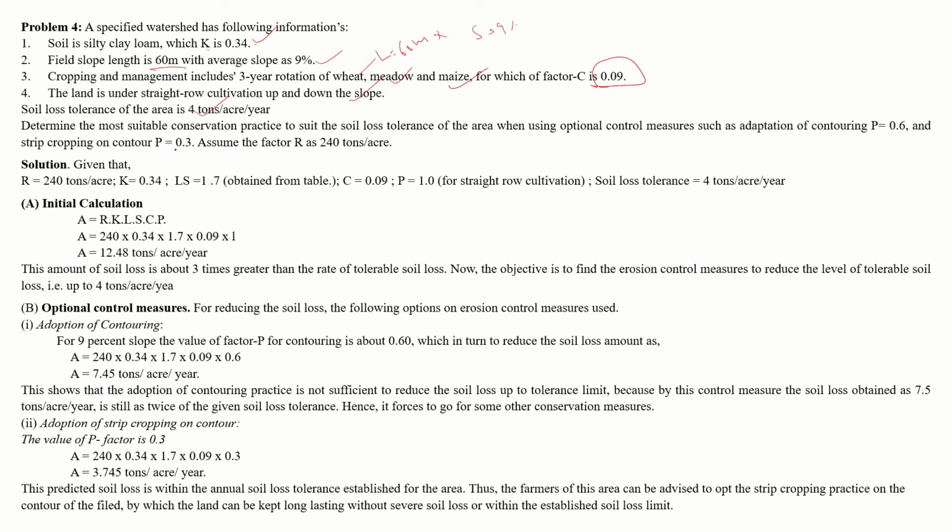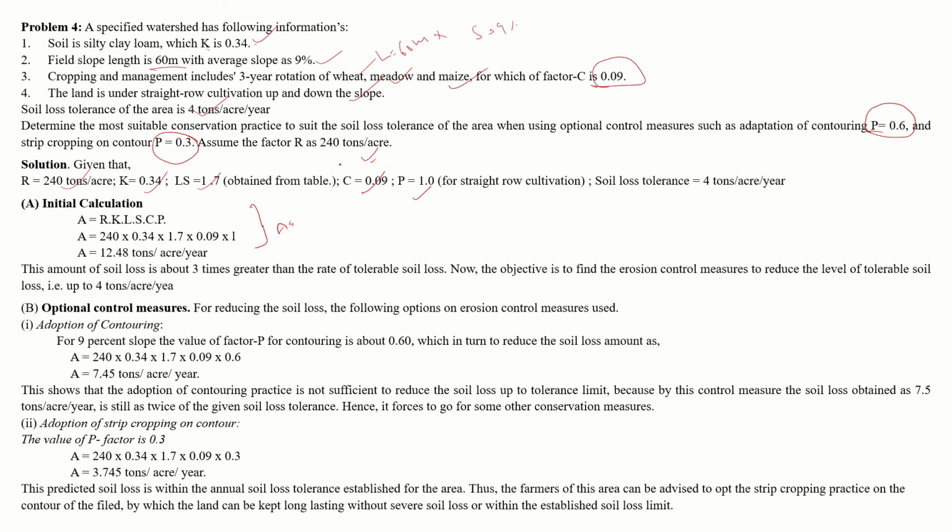Now determine the most suitable conservation practice, so that I get this much soil loss and not more. In one condition the P value is 0.6, and if I follow another practice, the P value is 0.3. What will happen if I change the P values? Let us see whether the erosion changes. R, K, LS, C are given. Now there are 3 conditions.